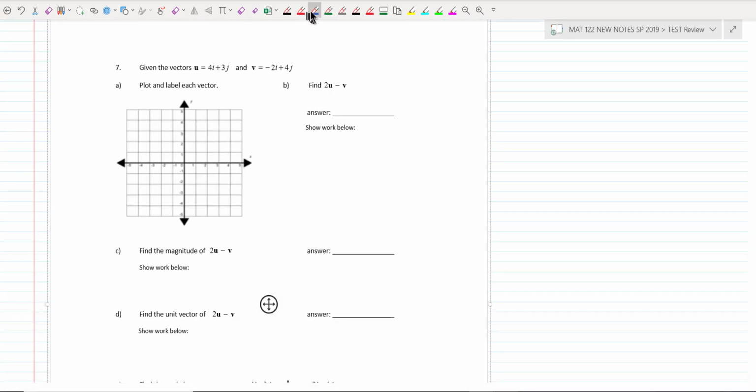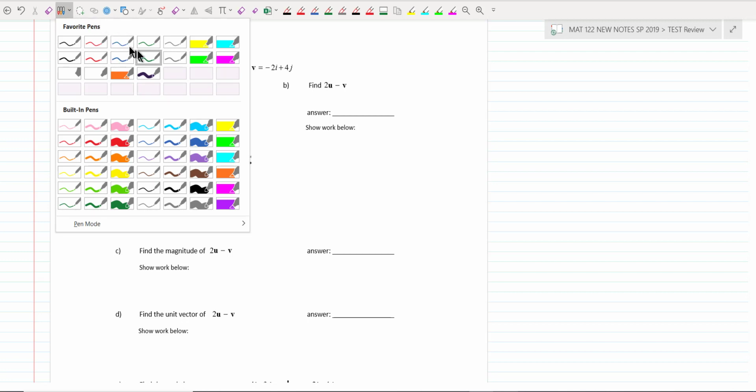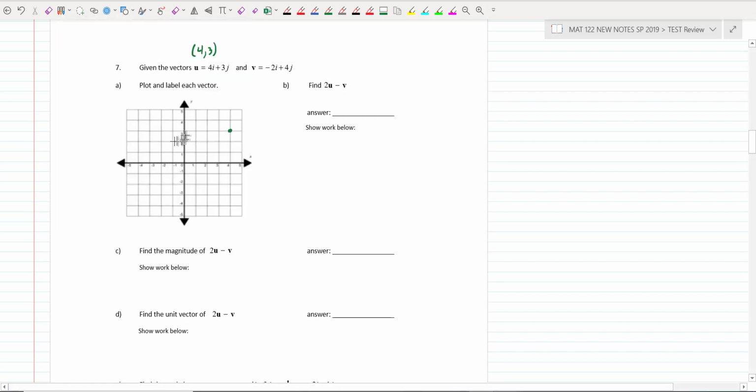The first thing that you want to know how to do is plot the vectors. So let's go ahead and do this. Now this one right here, you're just going over 4, up 3. i is like x, the j is like y, so it's not much different than plotting the point (4, 3). That's where the vector would terminate. You draw this with a single arrow, starting from (0, 0). I'll label that as the vector u.